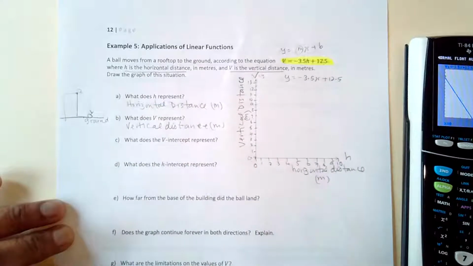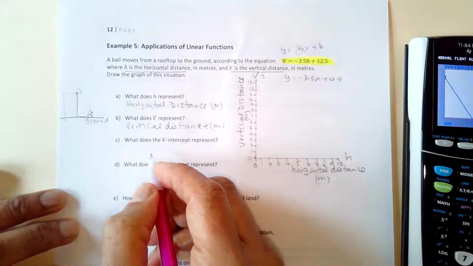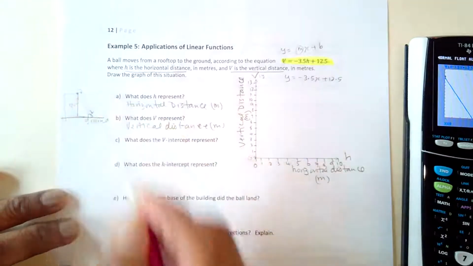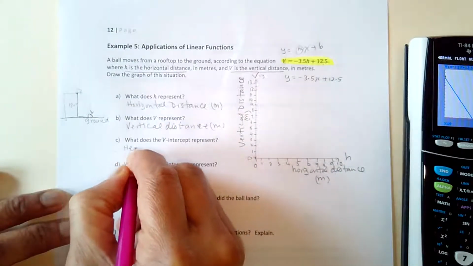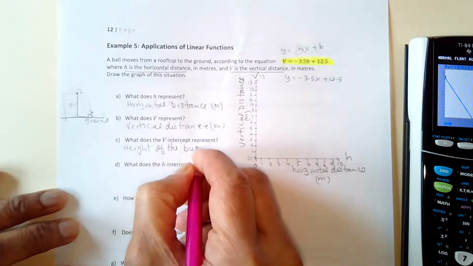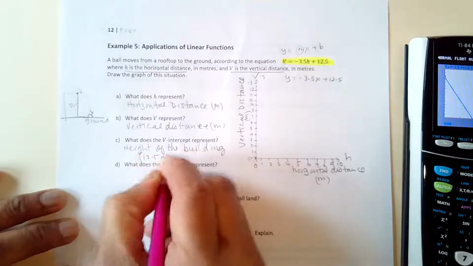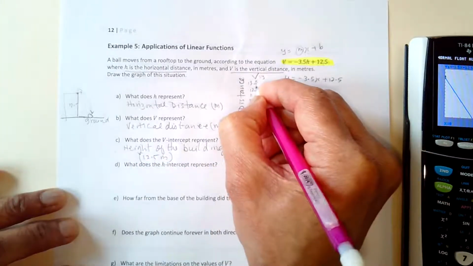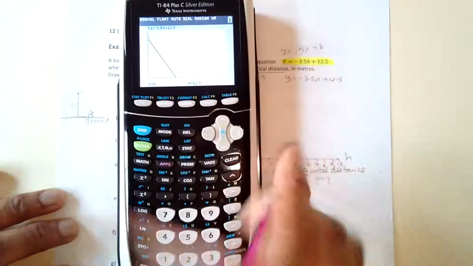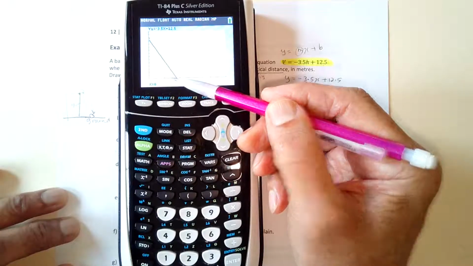Okay. So the V represents the height of the roof, right? In other words, from ground here, the height is 12.5. So the height of the building, which is 12.5 meters. So we have our y-intercept there. Now, the x-intercept, where this point here, let's find the x-intercept. Let's see what that means.